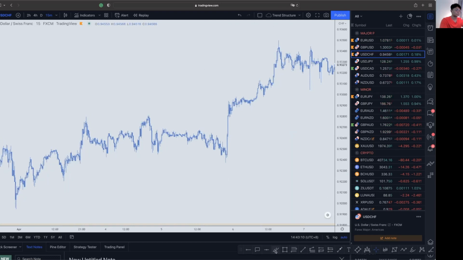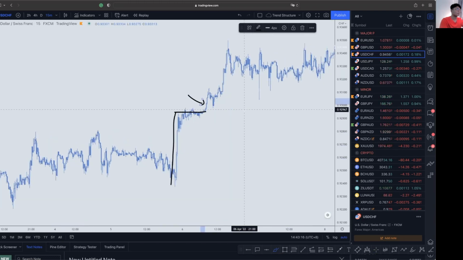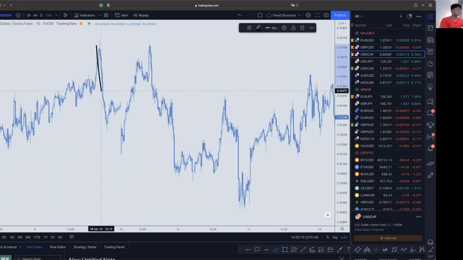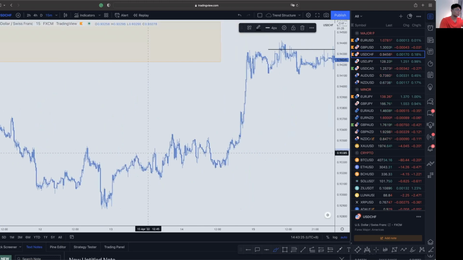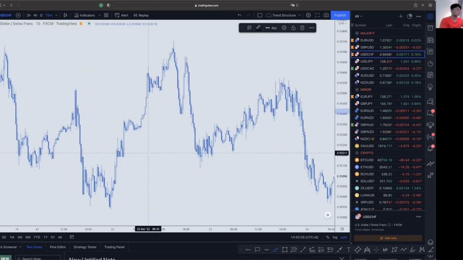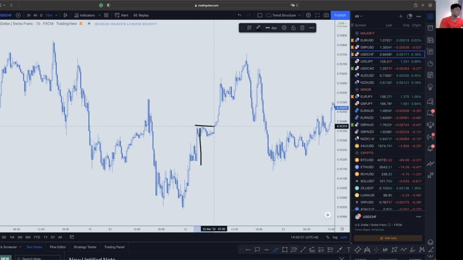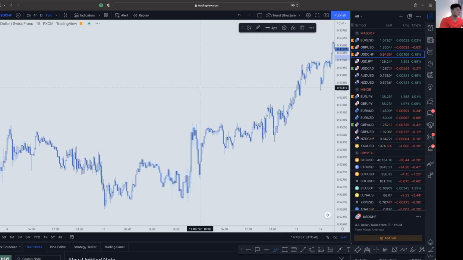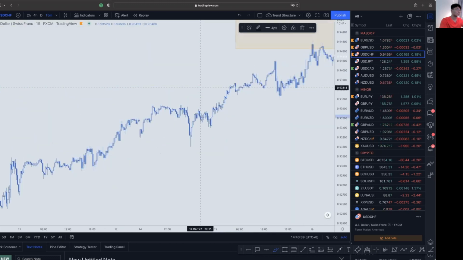Impulsive move, corrections. All right, this is where we enter. Okay, we have impulsive move, corrections. This is where we sell, but because it's a weekend market, the setup is not valid. Then let's see. Okay, impulsive move, corrections. Then we buy. Impulsive move, corrections. Then we buy. Right? So it's everywhere.